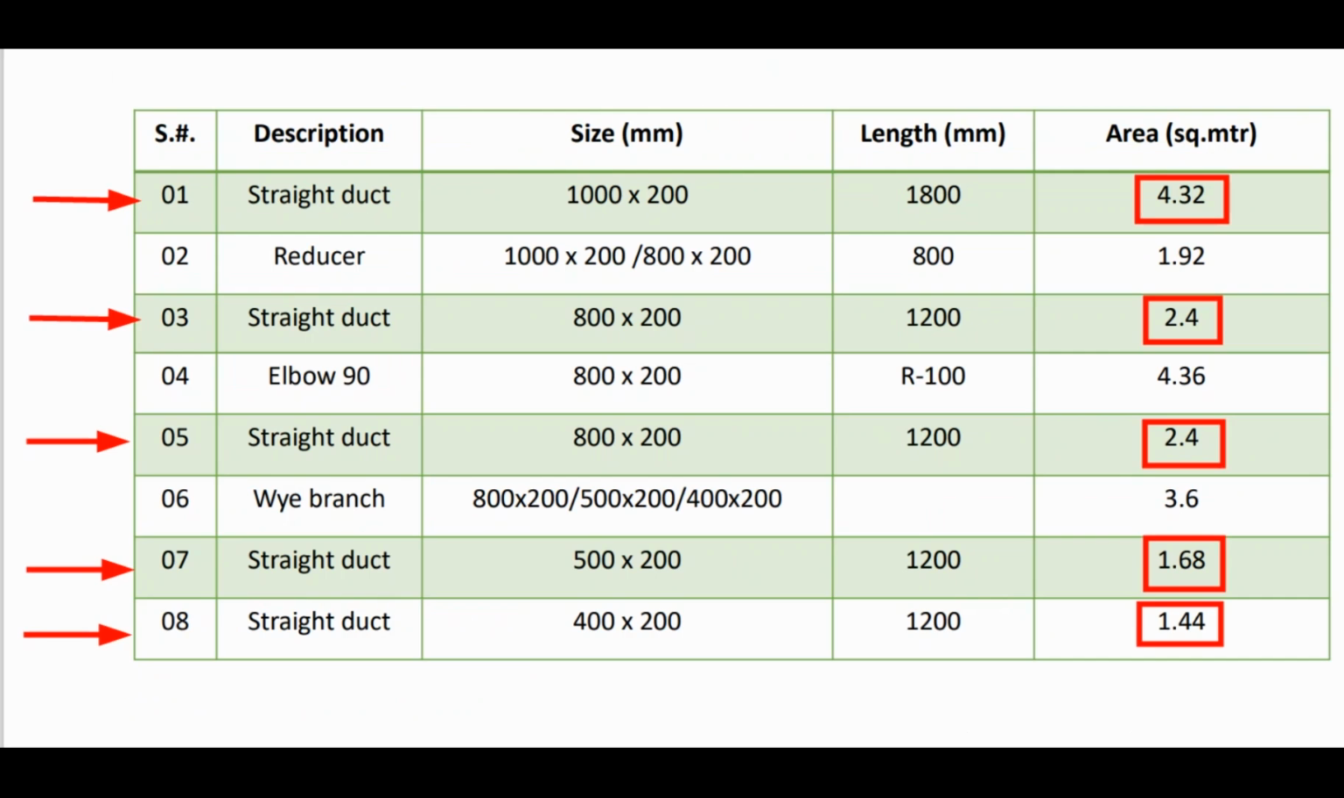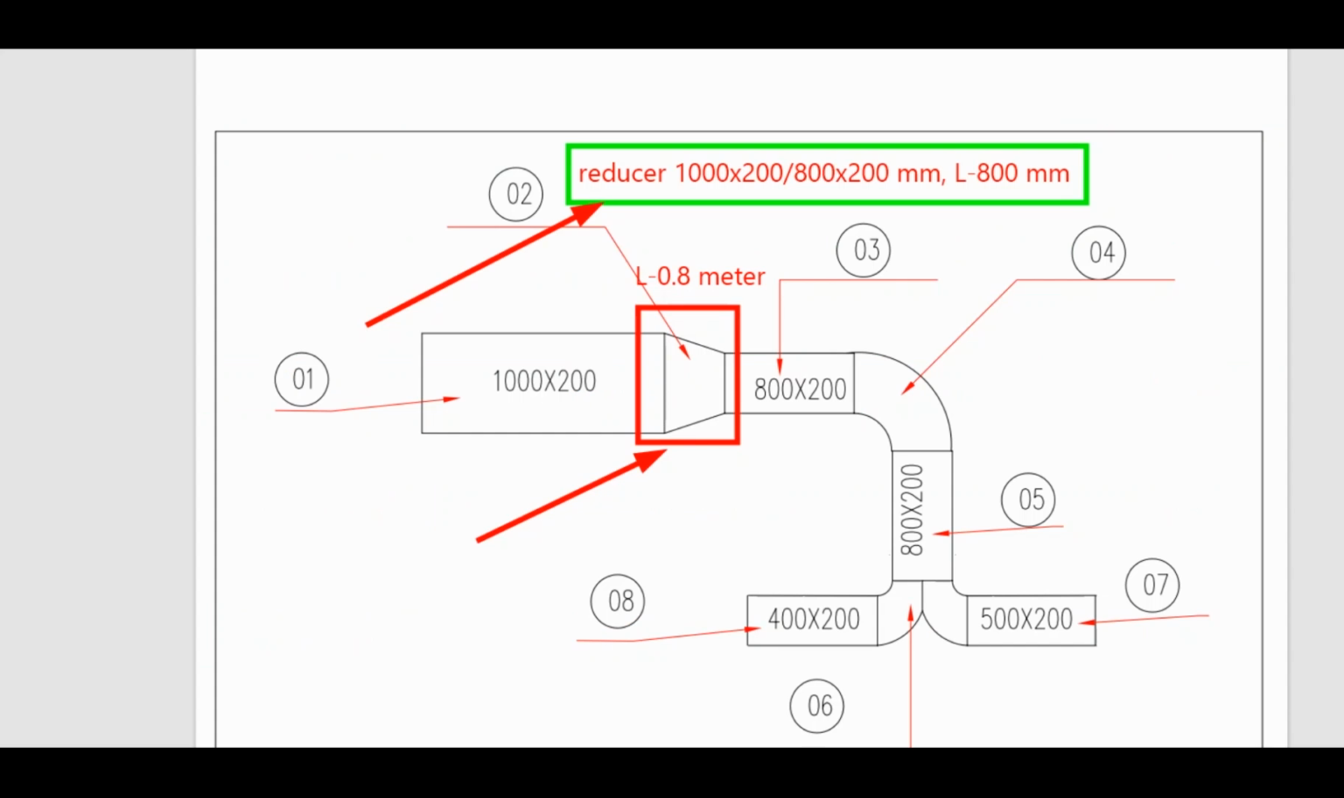As items number 3, 5, 7 and 8 are the same as item number 1, straight duct, we can calculate the area for these items in the same way as we have calculated for item number 1. The second item is the rectangular reducer having one side 1000 by 200 and another side 800 by 200, length of 800 mm.